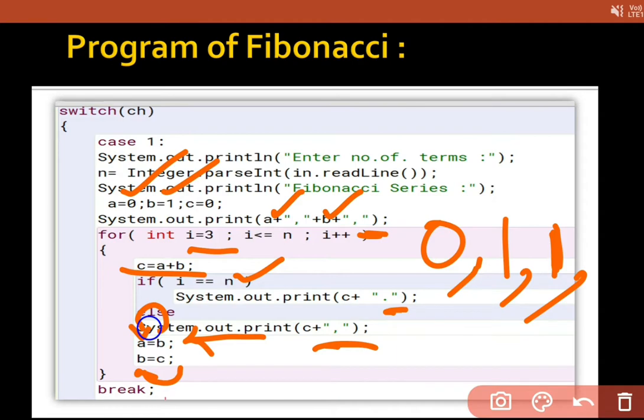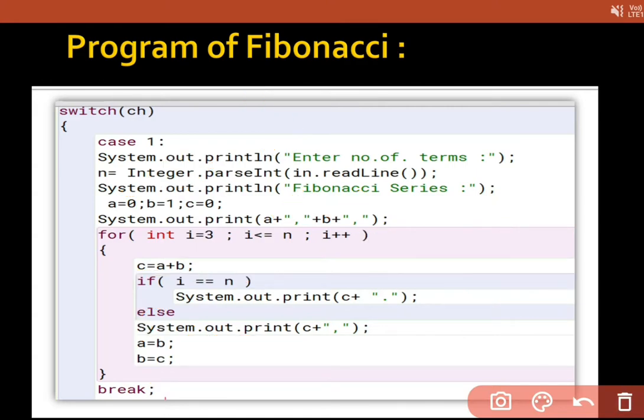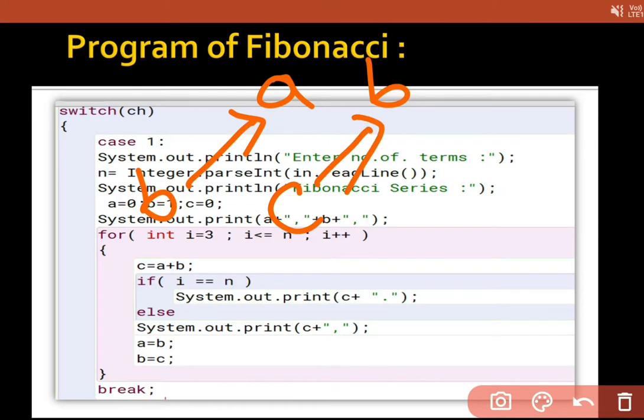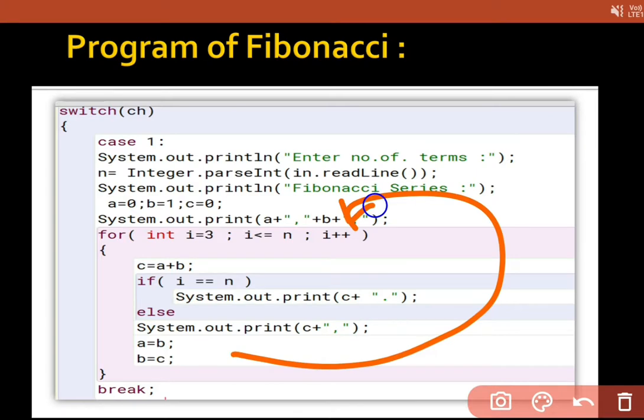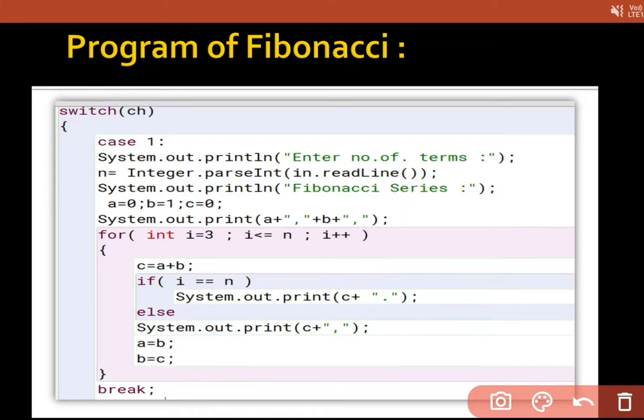And then interchanging, value of B is placed in A and value of C is placed in B. In this way, we are interchanging the values of A and B and storing the value. I am placing value of B in A and C in B, and then I am adding A plus B and storing in C. This is the replacement of the values. Again I am doing the same thing. Again I am adding, again I am displaying, again I am changing the values. This is the concept of Fibonacci series.